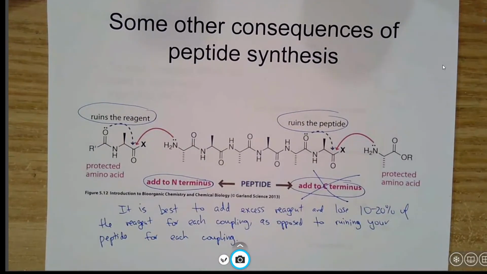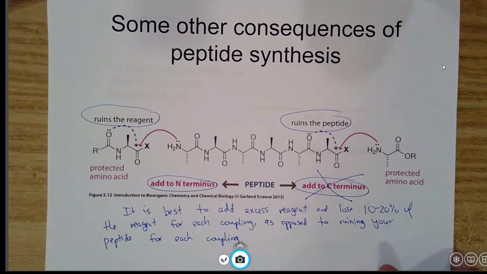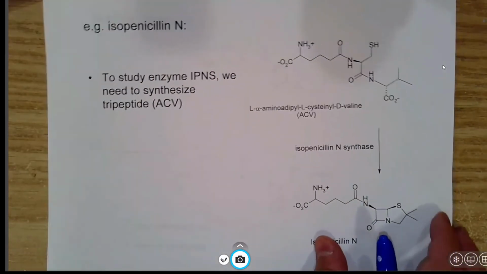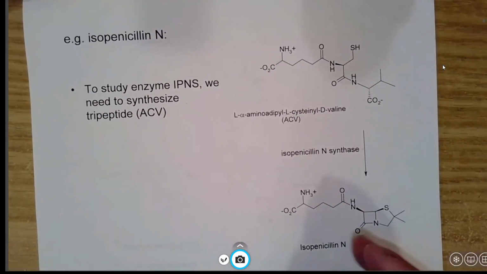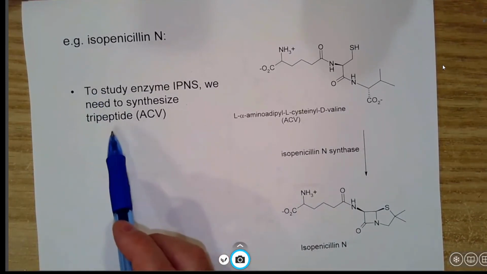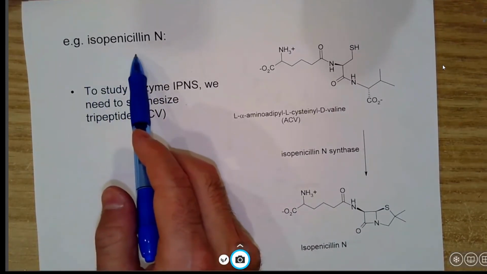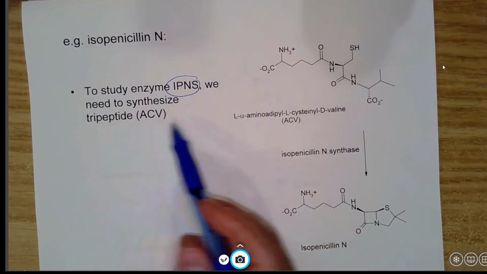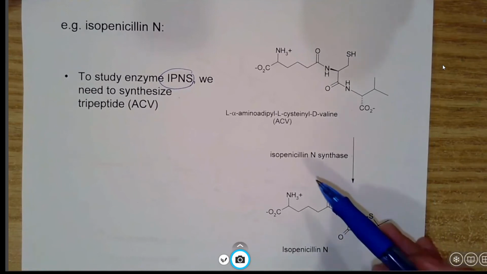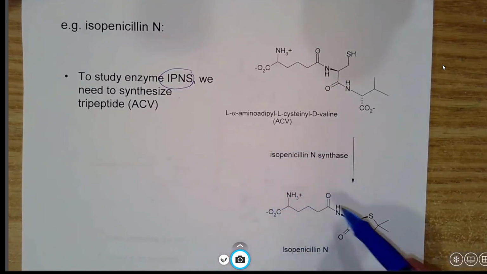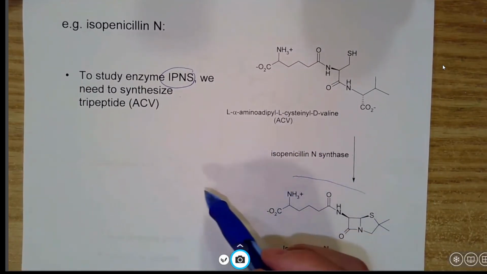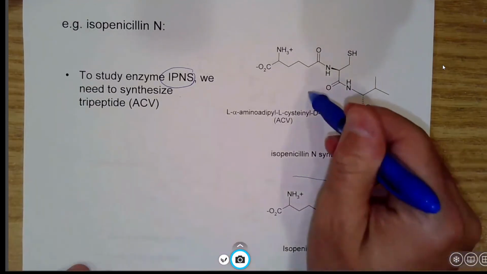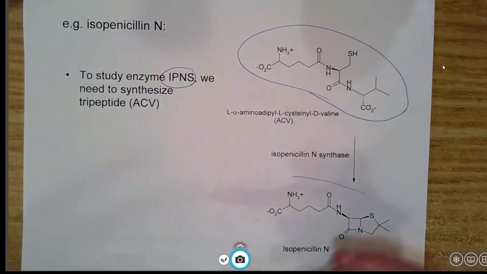Okay, so it's better to do that as opposed to ruining your peptide for each coupling. All right, so let's look at another example here. We're going to look at a protein called isopenicillin N. In order to study this enzyme, we need to synthesize a tripeptide. This tripeptide looks like this here, and we need to figure out how we're going to make it in order to study this enzyme.